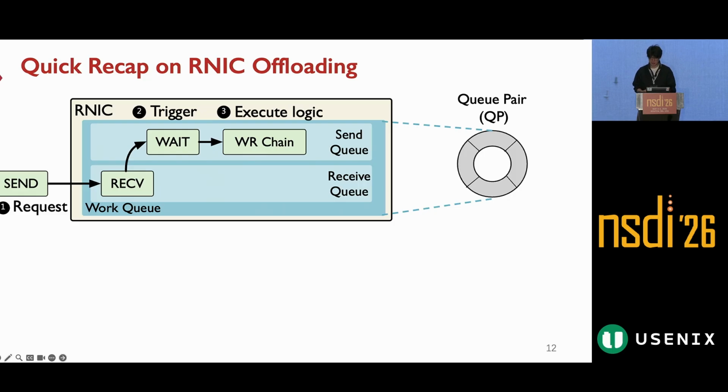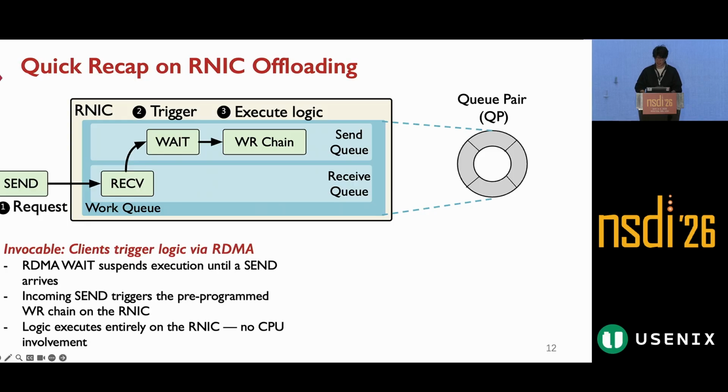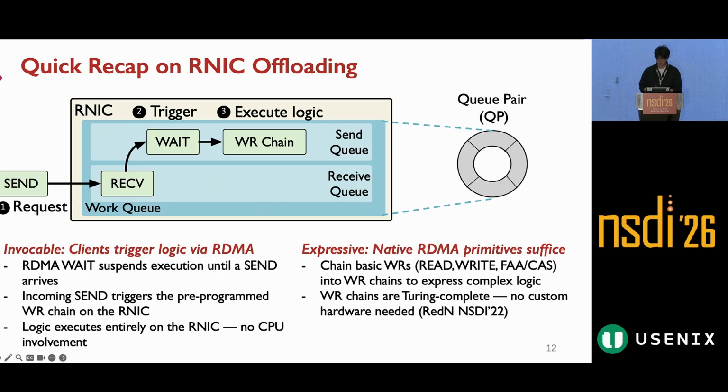RDMA communication is based on queue pairs, or QPs. Each QP has a pair of send queue and receive queue. RNIC offloading is enabled by a special work request called wait, which basically suspends the RNIC's execution on the send queue until an incoming RDMA send request arrives. The incoming send request triggers a pre-programmed work request chain to execute entirely on the RNIC, no CPU involved. The work request chains are composed of basic RDMA operations like read, write, atomic fetch-and-add, and atomic compare-and-swap.